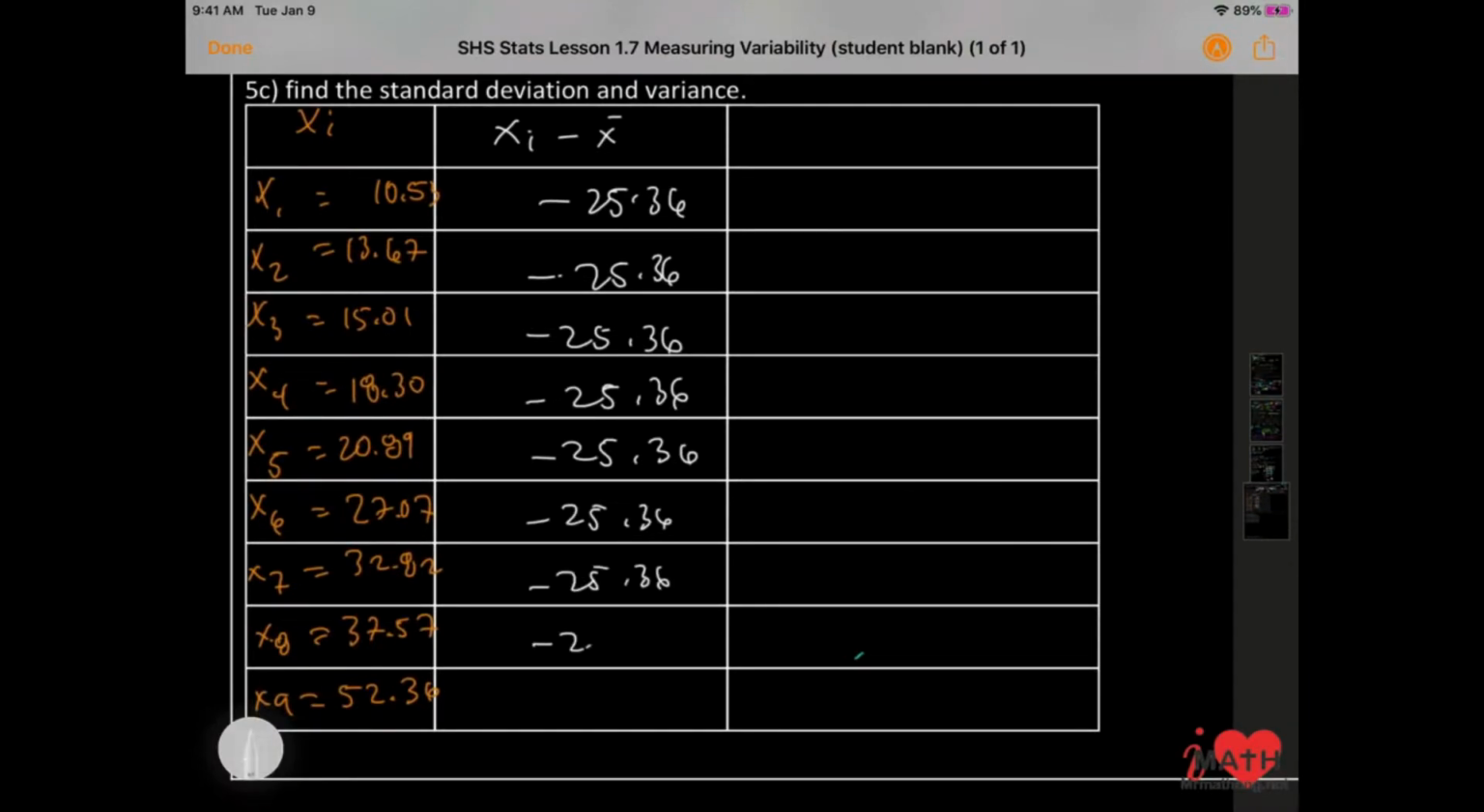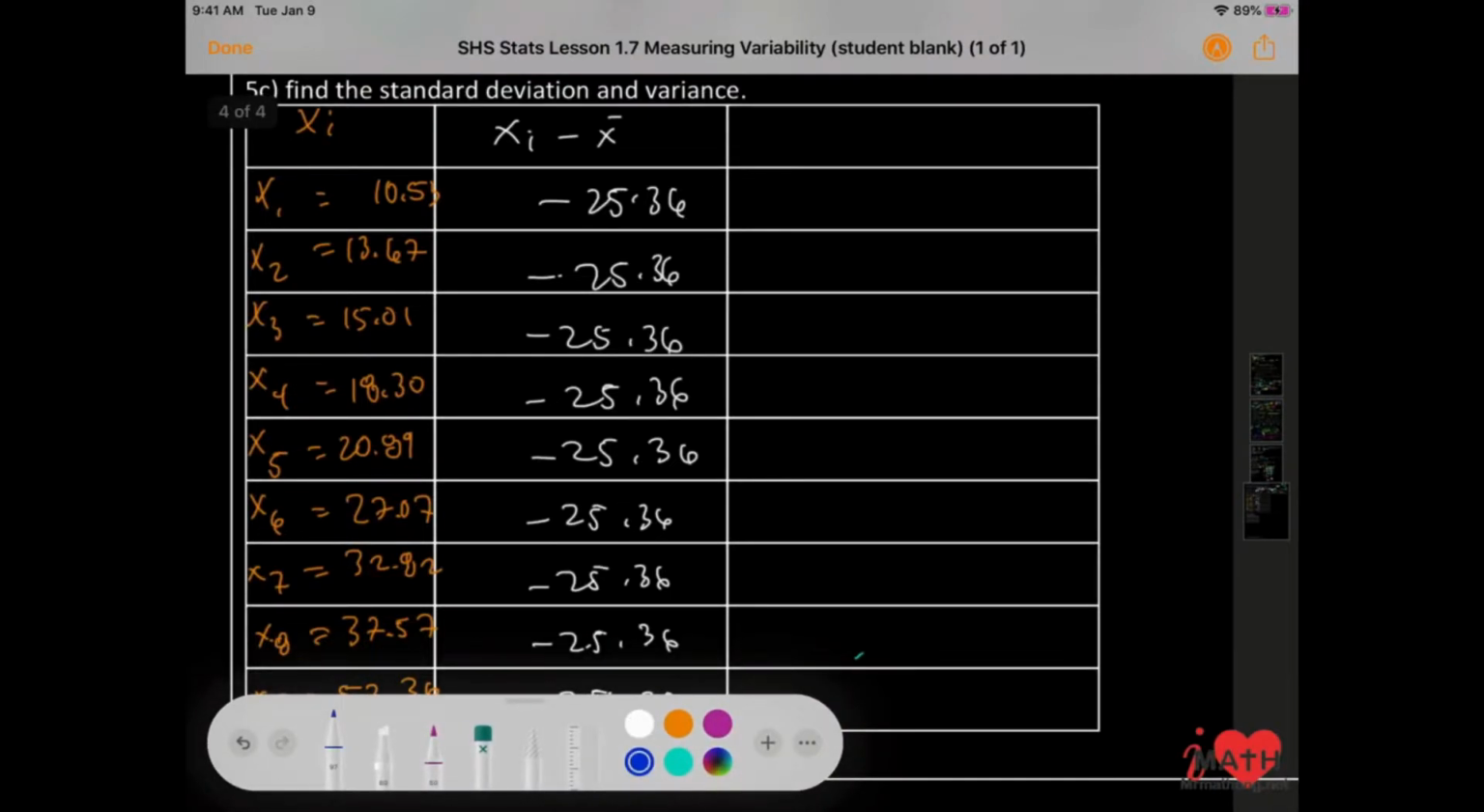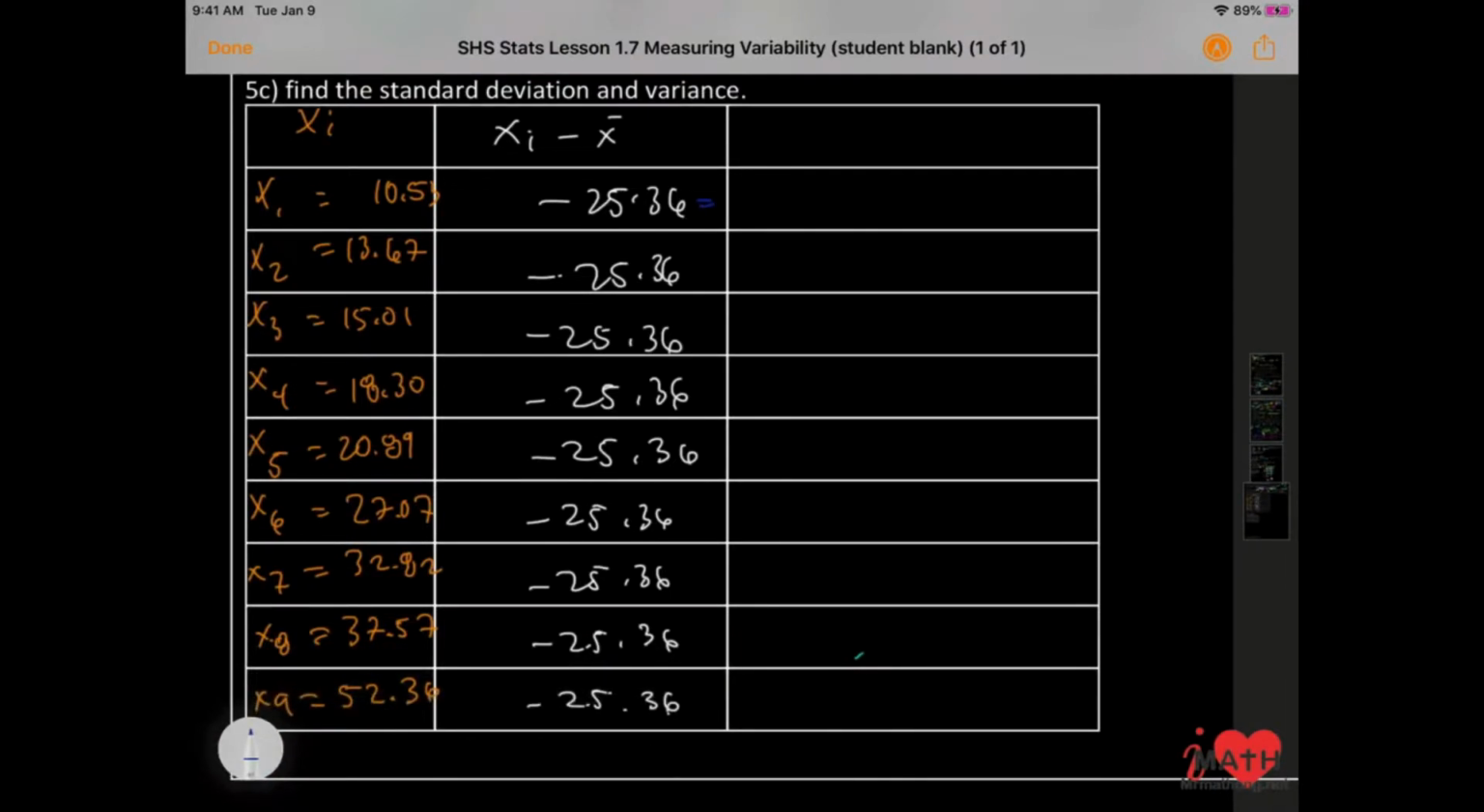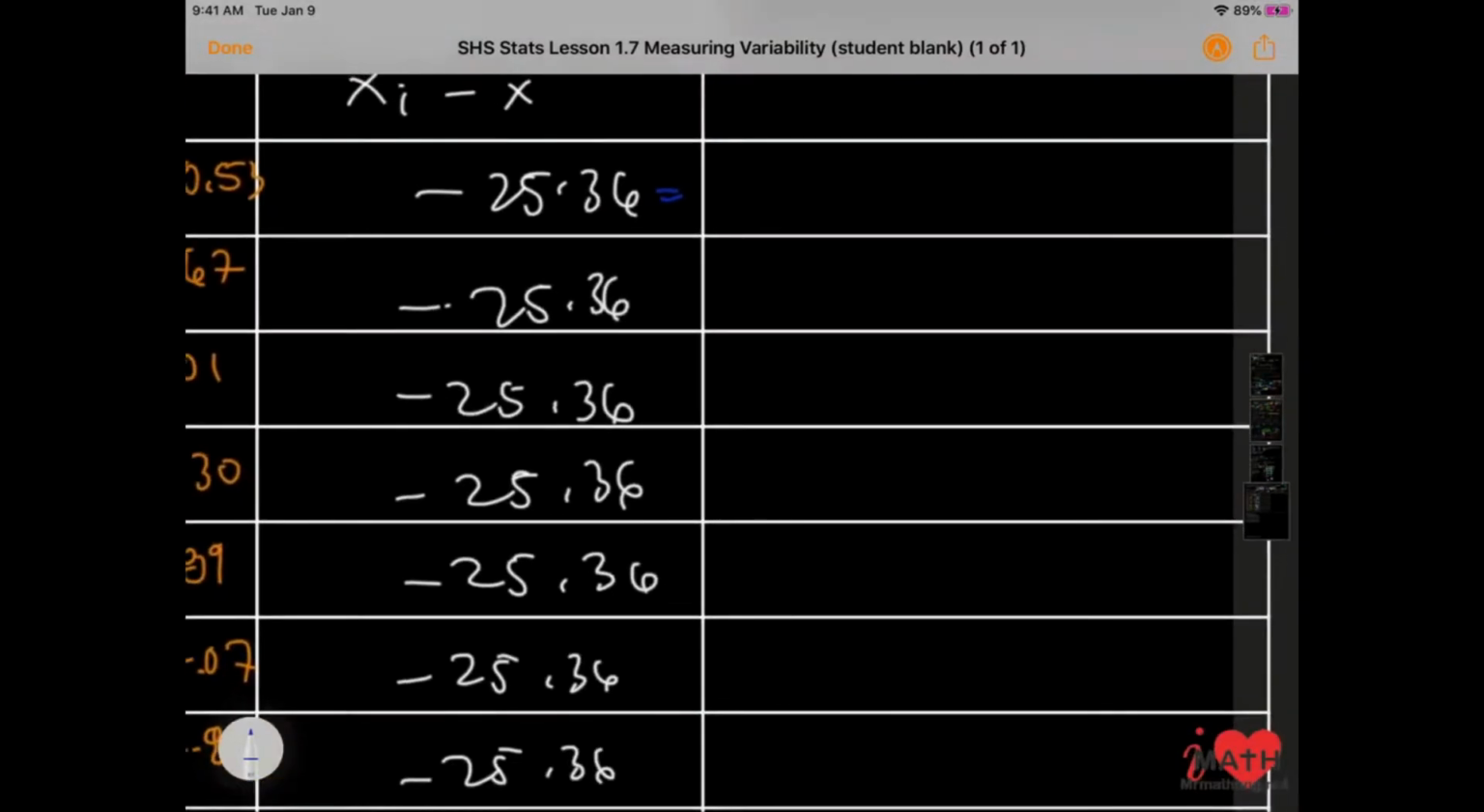Okay, so we got subtracting all that by 25.36. And then we're going to get some answers, right? So let's get those answers. All right, so if you subtract $10.53 minus 25.36, you'll realize your positive number is smaller than a negative number, so I'm going to get a negative number. So negative 14.83. This one's going to be negative 11.69. So use your calculator, just subtracting here. Negative 10.35.